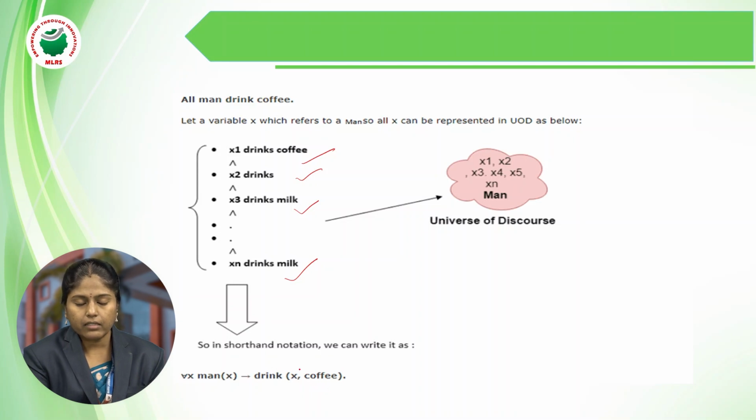This universal quantifier goes under for all, for every, for each and every person it includes. We mention it here as an inverted A. That is, for all x, man of x implies drink x comma coffee. We can represent it like this in the universal quantifier.